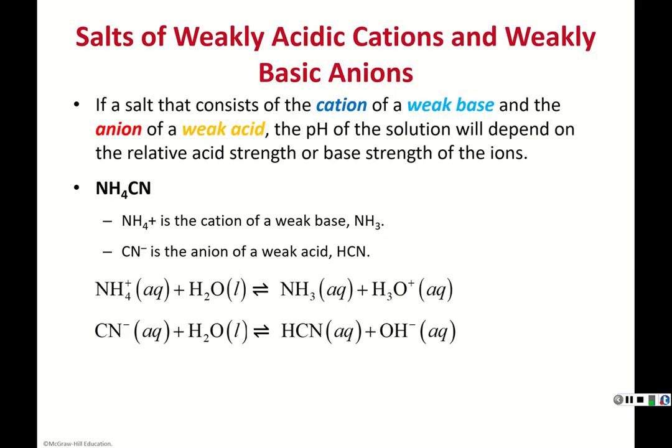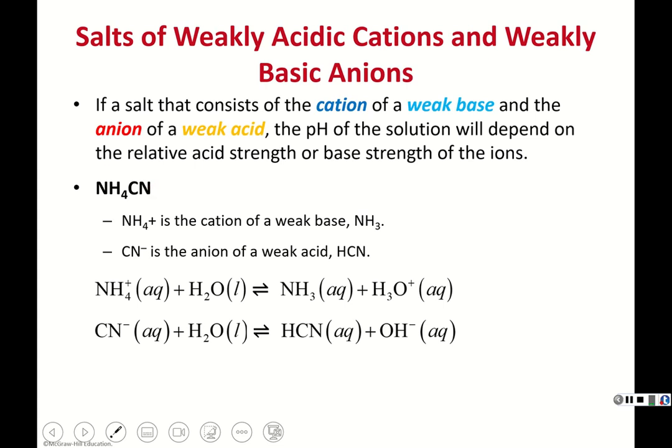Okay. Well, what happens if you have salts from weak acidic cations and weak basic anions? Well, then you're really up a creek, right? You can't really tell just by looking. We're going to have to compare the strengths of the two. If you have a salt that consists of a cation from a weak base, so its conjugate acid, and the anion of a weak acid, which would be a conjugate base, the pH of the solution is going to depend on the relative strength of the acid and the base of the ions.